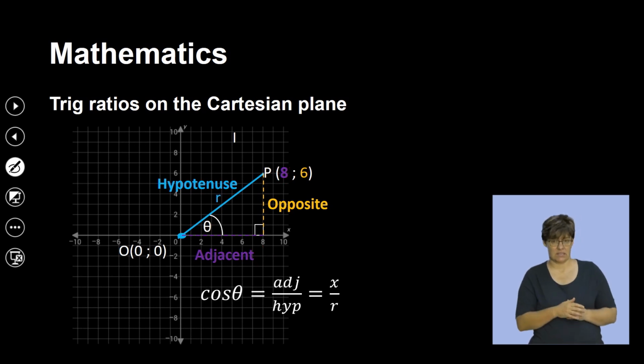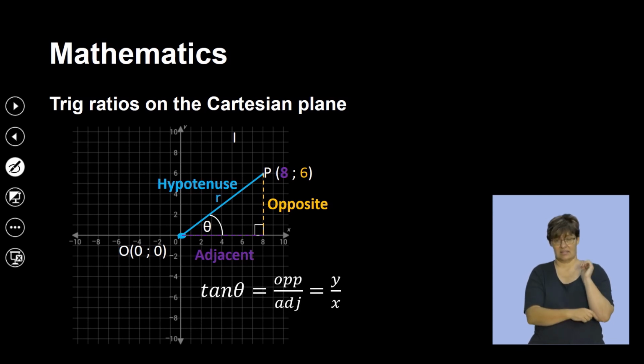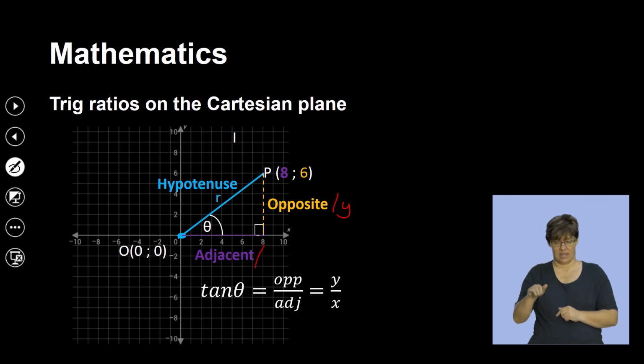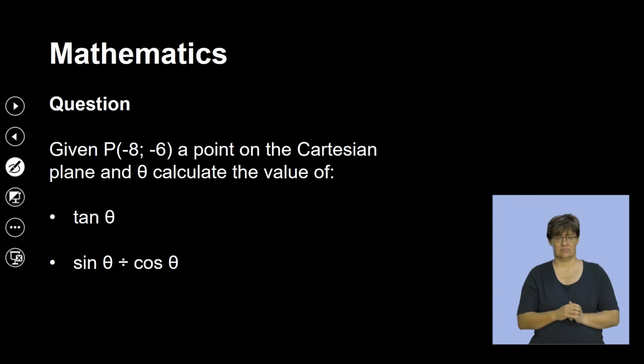And with this, if I want to find cos, it will then be adjacent over hypotenuse, which is x over r. And then lastly, tan theta will be opposite over adjacent. Remember, my opposite is y, and my adjacent is x, therefore that's y over x. Now, let's try and put this into perspective with a specific question.